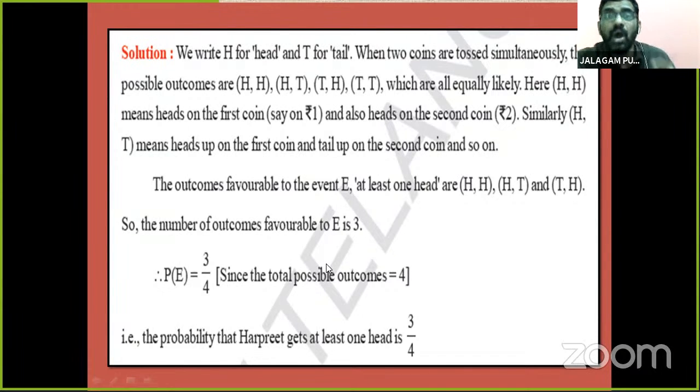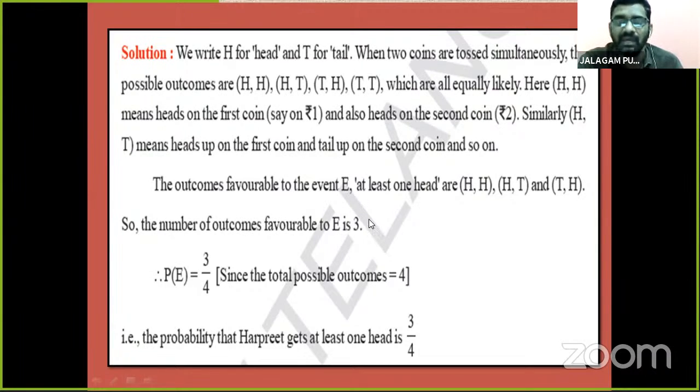So how many favorable outcomes are there? 3. Possible outcomes are 4. Favorable are 3, because we want at least one head. Those are HH, HT and TH. So the number of outcomes favorable to E is 3.